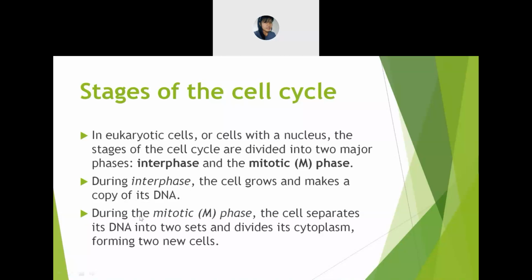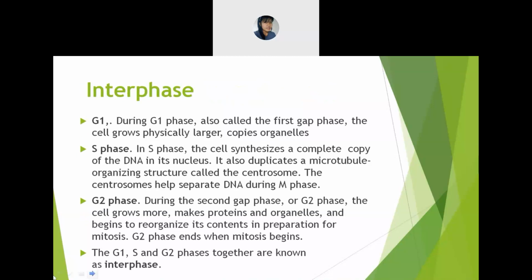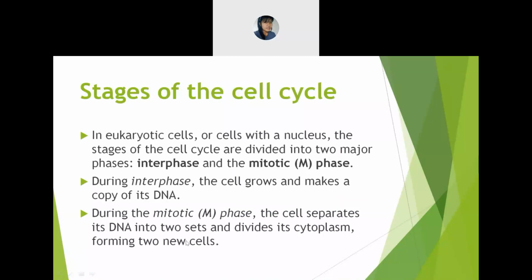Okay. And during the mitosis, the mitotic phase, what happens? That is the M phase. The cell separates its DNA into two sets and divides its cytoplasm, forming two new cells. We will discuss this in the next class, how from the chromatids it turns into chromosomes and all that.